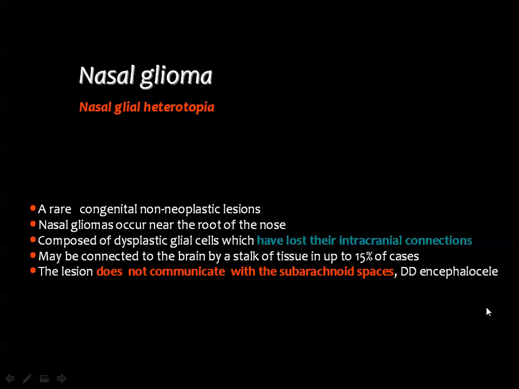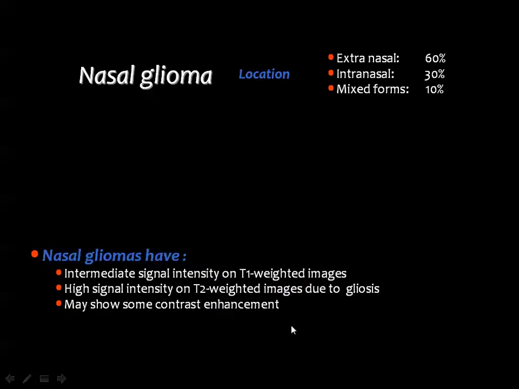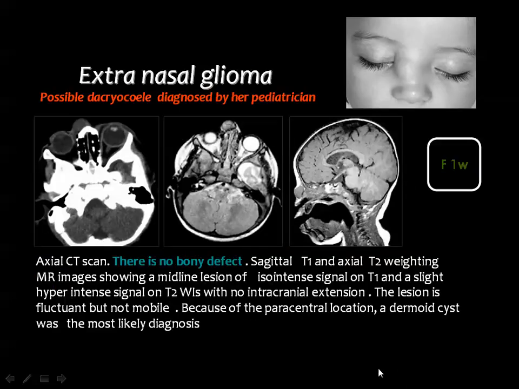Then the nasal glioma is a rare congenital non-neoplastic lesion, and there are remnants of glial tissue in the midline, maybe at the root of the nose, and it may also have a continuation inside the nose. We have three types: the extranasal, the intranasal, and the mixed form. And if you look here, you can see that there is a swelling at the root of the nose, and this is CT, and you see the soft tissue mass, and also here.